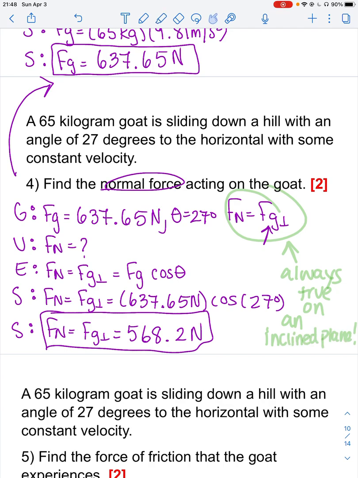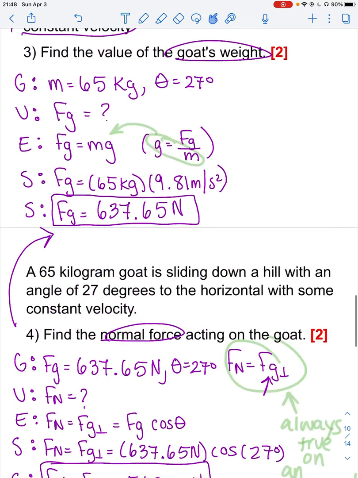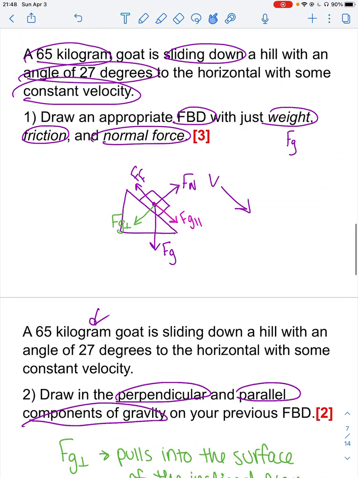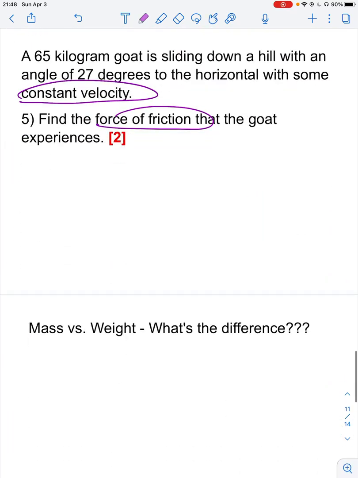And finally, you have find the force of friction of the goat. Again, we know that if my object is moving at a constant velocity, if we go back to our free body diagram, we can see the following. The force of friction equals the force of gravity parallel. So we say the force of friction equals Fg parallel. Our givens: we know that the force of gravity is going to be very important.